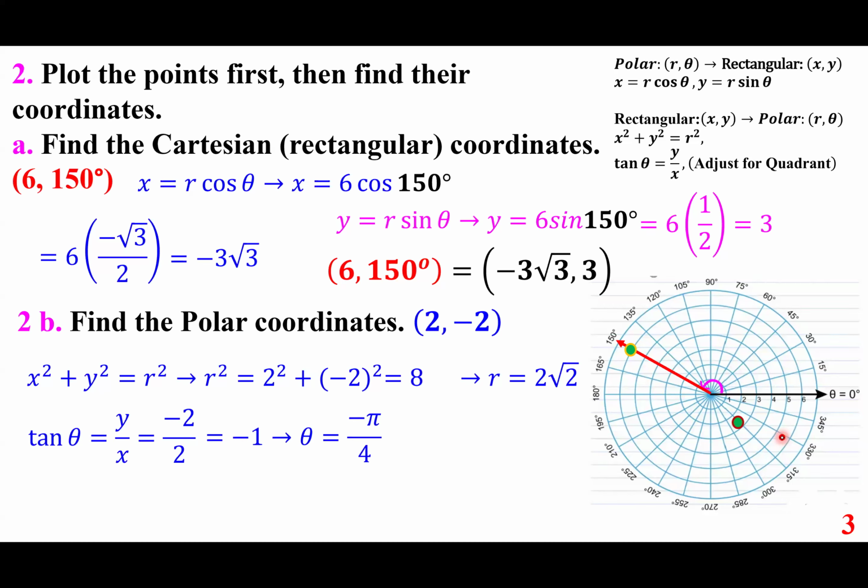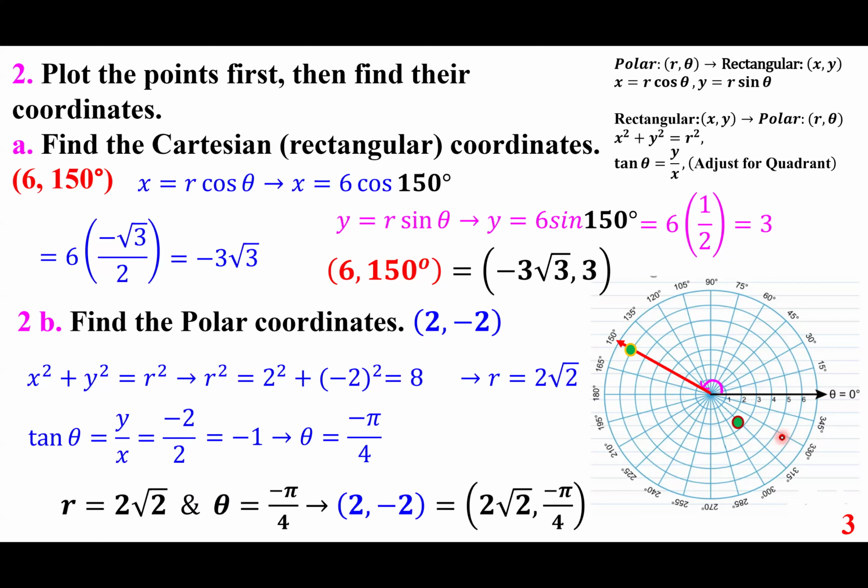Theta is negative pi over 4. We'll discuss the positive in a moment. But so we can write r is 2 square root of 2, theta is minus pi over 4. 2 comma negative 2 is the same as 2 square root of 2 comma minus pi over 4.